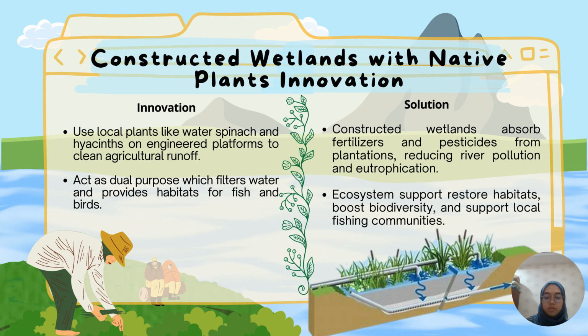Okay, next we will go for the second innovative development, which is constructed wetland with native plant. The innovation will use local plants like water spinach and hyacinth on engineered platform to clean agriculture runoff, and it acts as dual purpose, which filters water and provides habitats for fish and birds. And for the solution, constructed wetland will absorb fertilizer and pesticides from plantation, reducing river pollution and eutrophication. This ecosystem support will restore habitat, boost the biodiversity, and support local fishing communities.